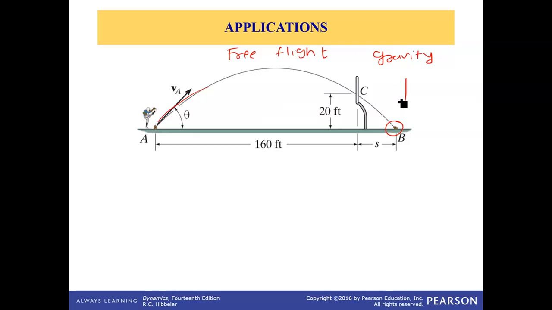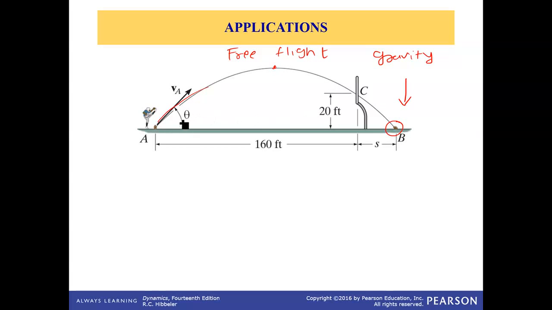And we know that the gravitational acceleration always wants to pull things down towards the center of the earth. So that's why the ball, with some initial velocity, travels up to a certain maximum height, and then gravity brings it down all the way to point B.